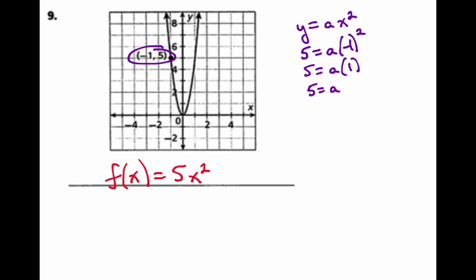There's my a. Easy peasy, lemon squeezy with mac and cheesy. Okay, no, that's a little gross, never mind.